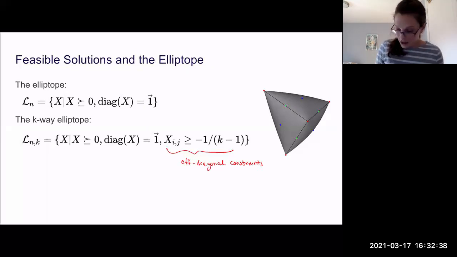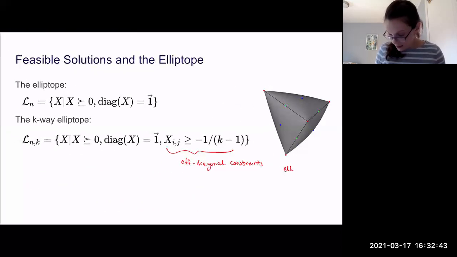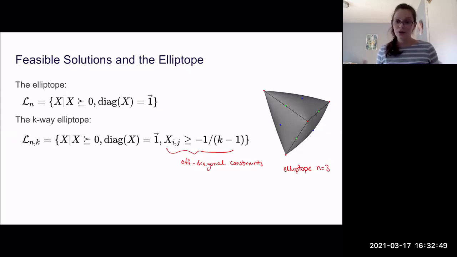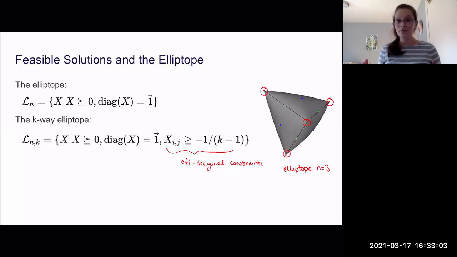This is a picture of the elliptope when you have n equal to 3, so you only have 3 data points. I won't go into all the colorings of the points yet, but I just want to point out these red points here. These are what we call the vertices of the feasible solution.